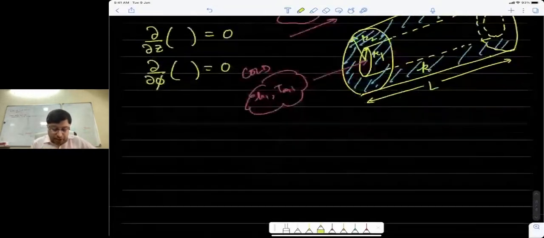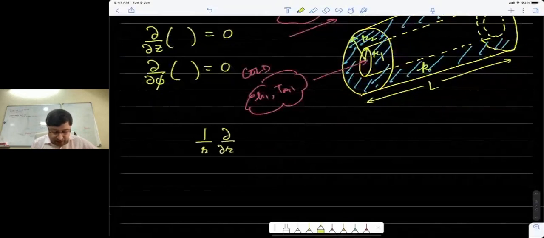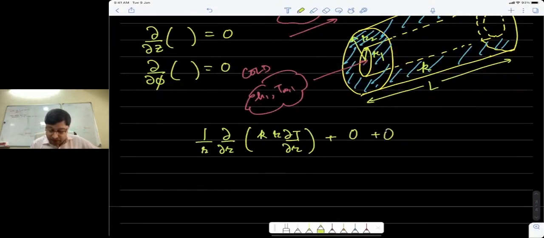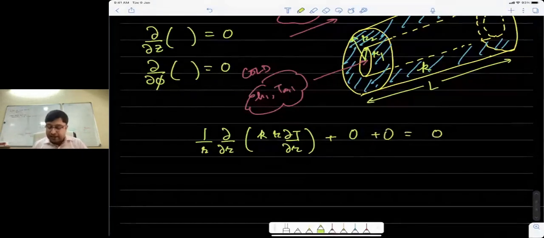So the governing equation at steady state is 1 by r d by dr of k r dT dr, and the other terms being 0. And I'm saying it's steady state, so the right side is also 0. So you'll have the 1 by r squared d by d phi of k dT d phi term, that is 0, and then d by dz of k dT dz, that is also 0, and then of course the right hand side would have been rho cp dT dt, that is also 0. So the governing equation is d by dr of k r dT dr is 0.